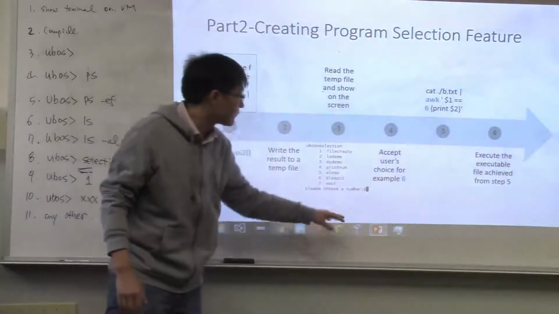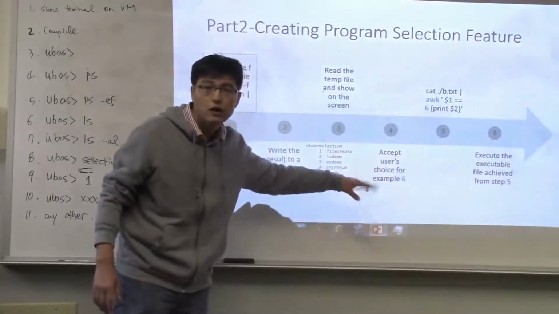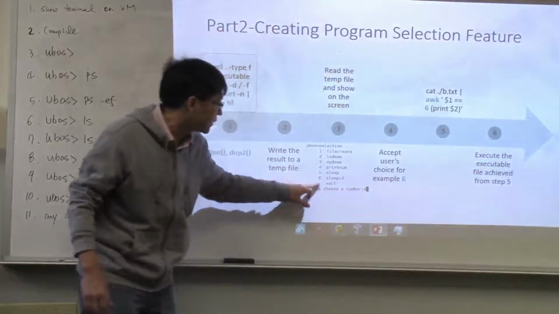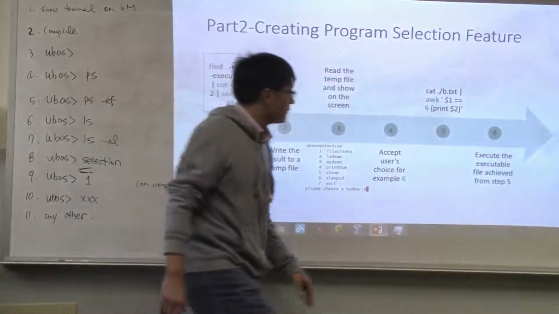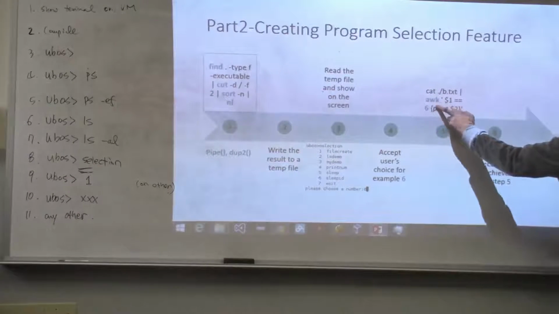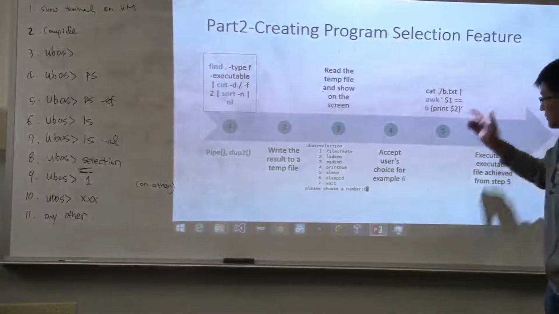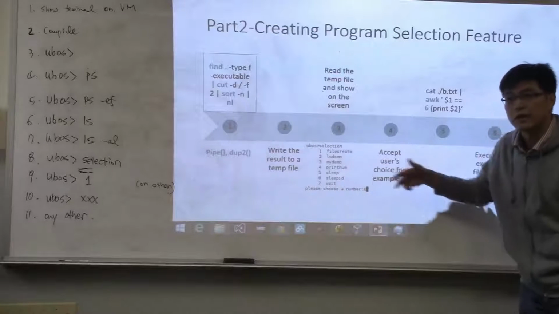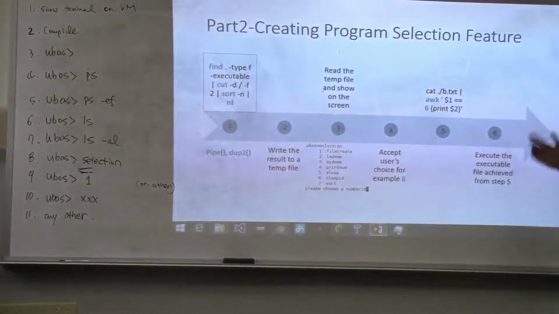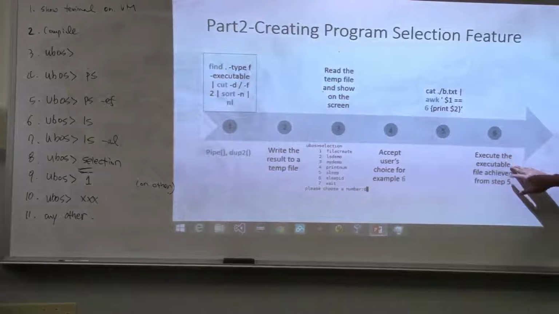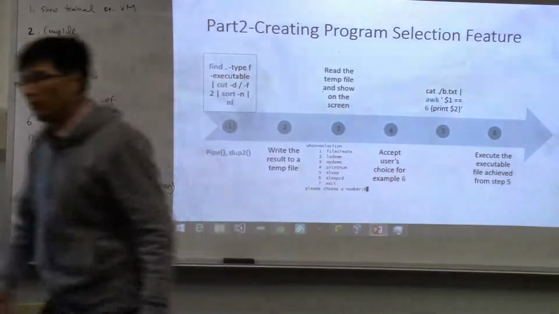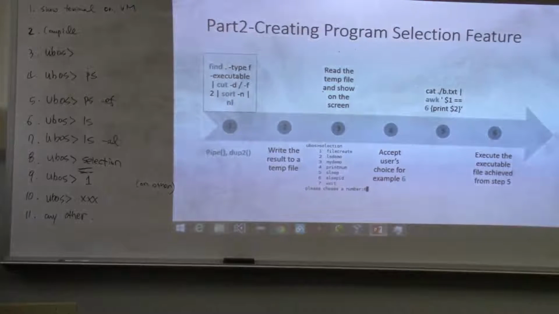And next step, accept the user's input. For example, he chooses 6. Next step, I use the AWK command from the shell, and I get the process ID and the name of the executable file, and then I extract the command. That's it. Also, this is not the general solution. It's the alternative way. He saved the output to the file, then read it using AWK.